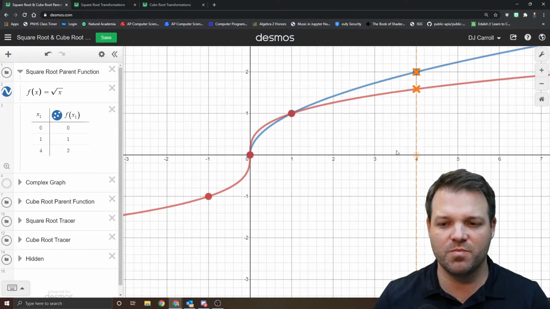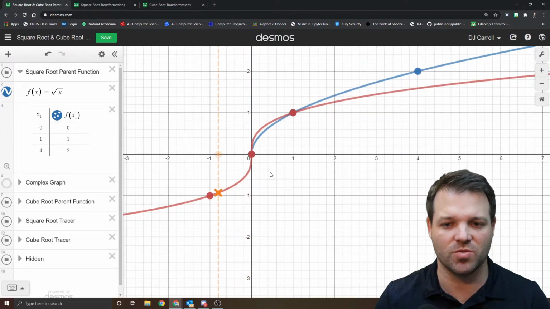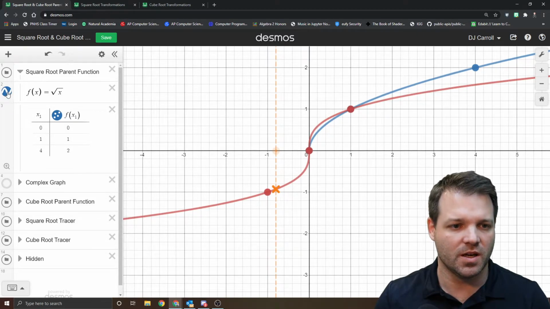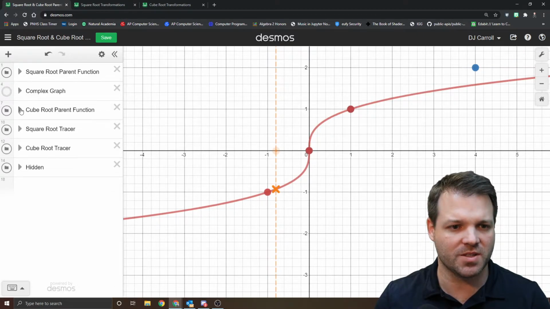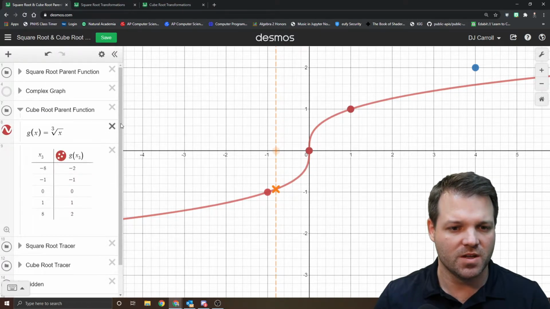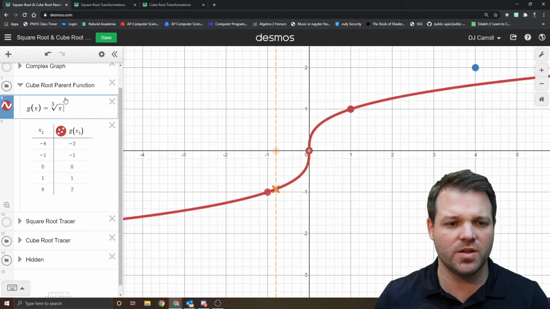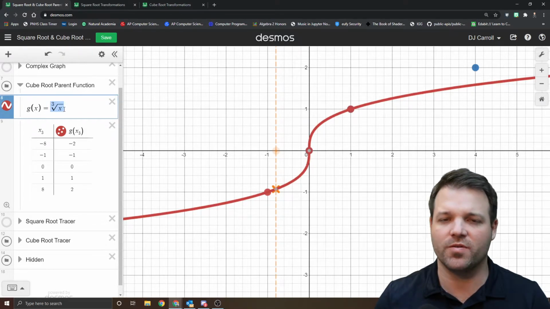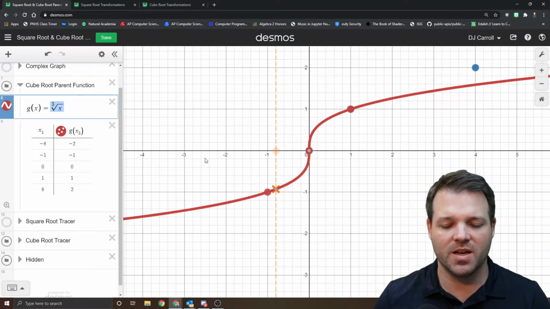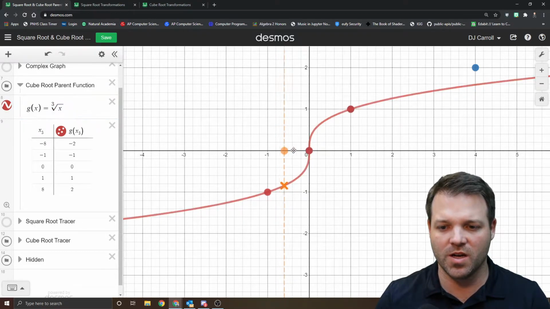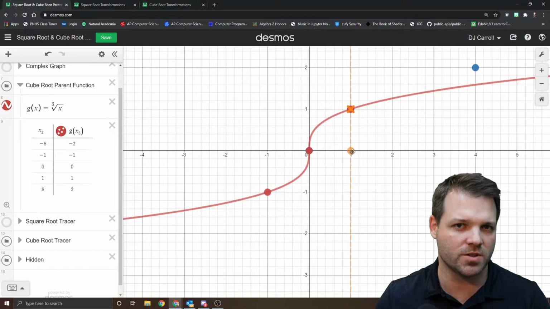Okay. Now the real big difference is that you can notice that we have negative values for the cube root. Let's turn off the square root now, and let me collapse that, and let's take a look at the cube root parent function. So here it is. And it looks just like this, right? I'm using g of x here, but anyway, it's the cube root of x, so it has an index of 3. And as I plug in values, what number multiplies by itself 3 times to get 0? Well, that's just 0. What about 1? Well, 1 times 1 times 1 is 1.